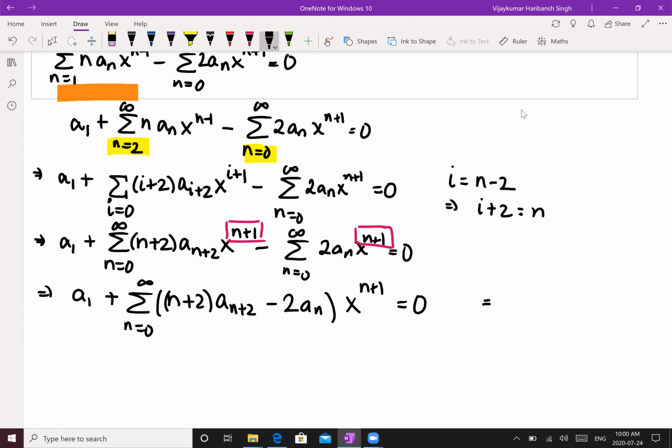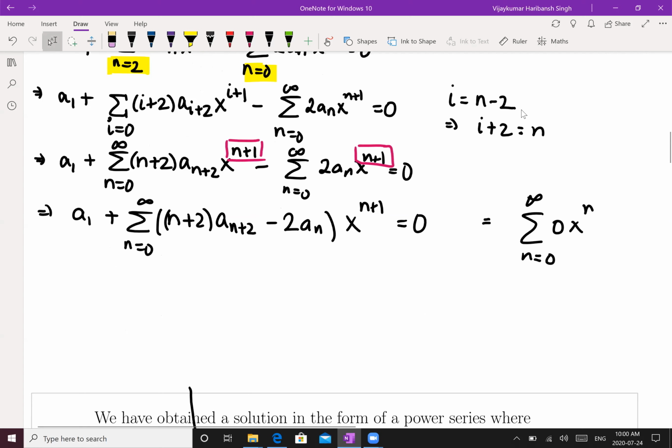Now this being 0 is the same as saying this is 0 times x to the power n, right? So you're comparing the coefficients then. If you compare the coefficients, you will see that the coefficient a1 is 0. Not only that, you'll get (n+2) a_{n+2} minus 2 a_n is 0. So this is what we get.